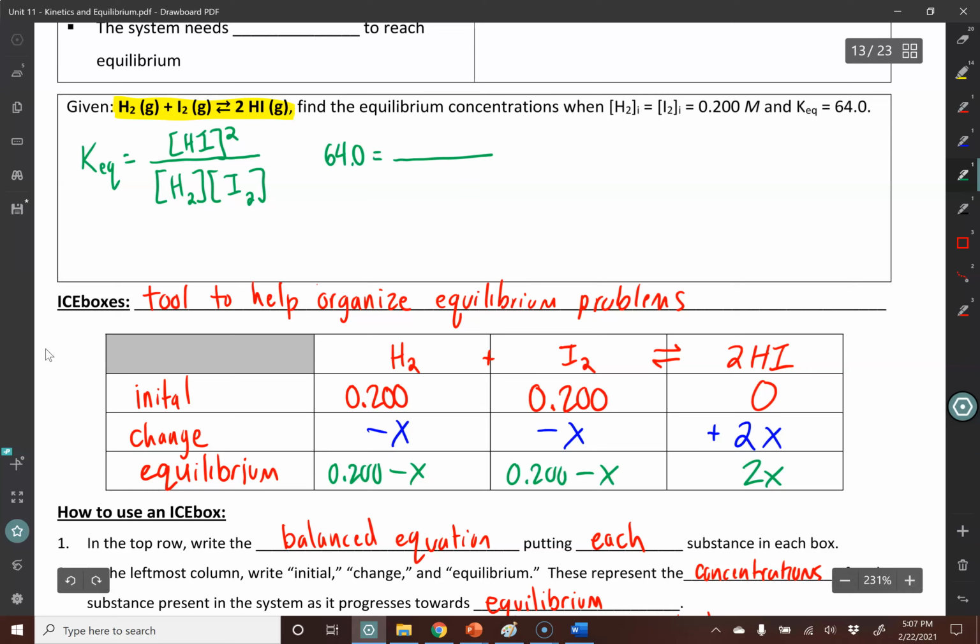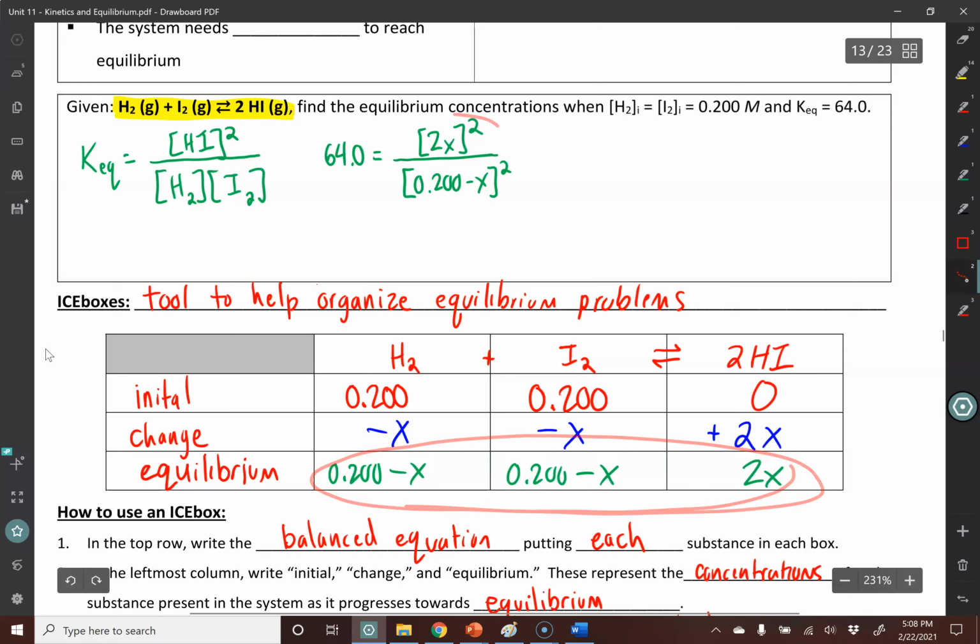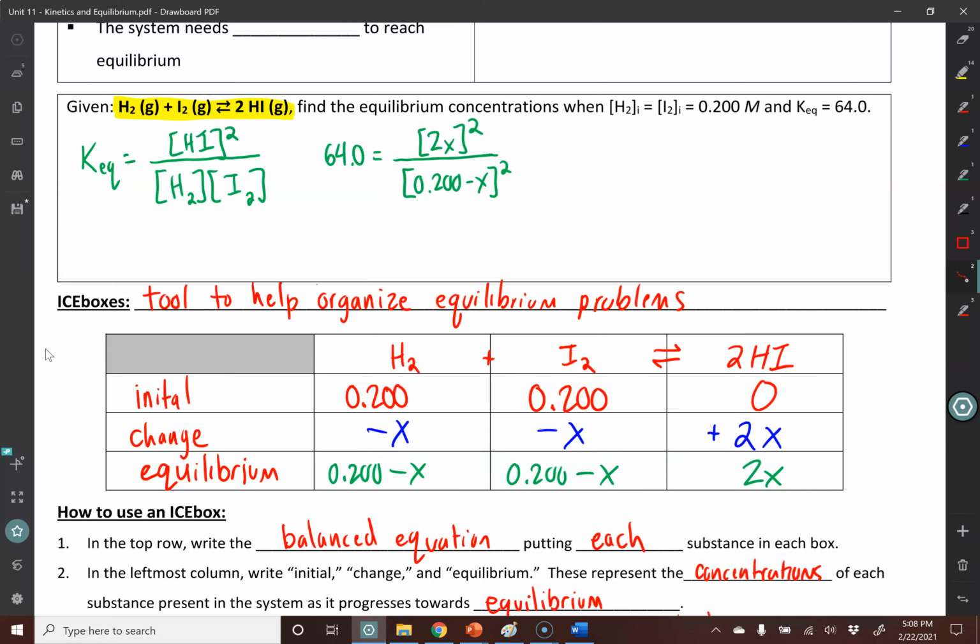I know that HI is 2x squared. And I know that both hydrogen and iodine are going to have the same concentration, so I'm just going to turn that into a squared term. Hopefully so far so good. I've really just taken my equilibrium concentrations and I've plugged them into my Keq expression. All right, now it's time to show off your math skills. What should I do so that I can solve for x?